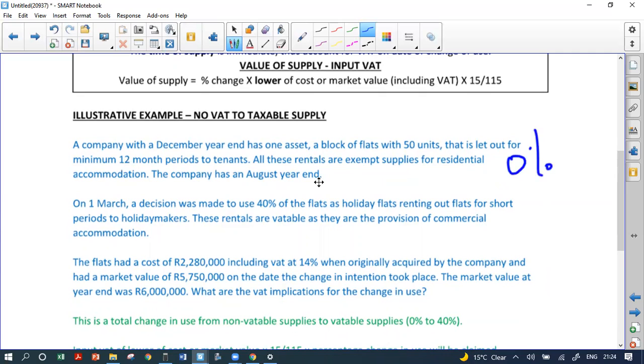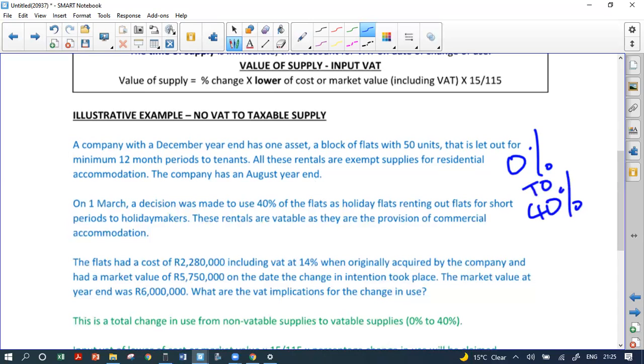It says on 1 March, a decision was made to use 40% of the flats as holiday flats, renting out flats for short-term periods to holiday makers. These rentals are VATable as they are the provision of commercial accommodation. So I've gone from 0% to 40%.